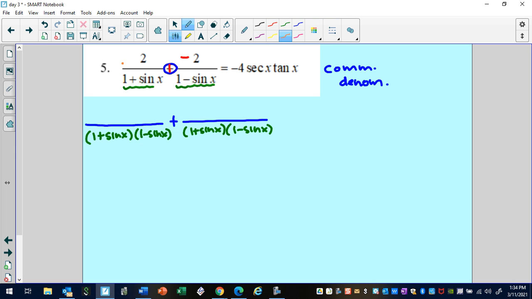All right, let's take a look at this first fraction. So he already had the 1 plus sine in the denominator. What's he missing? 1 minus sine. That's what I'm going to multiply by here, 1 minus sine. I would probably parenthesize that to remind yourself that this 2 is going to get distributed to both of those. So you're going to have 2 minus 2 sine x.